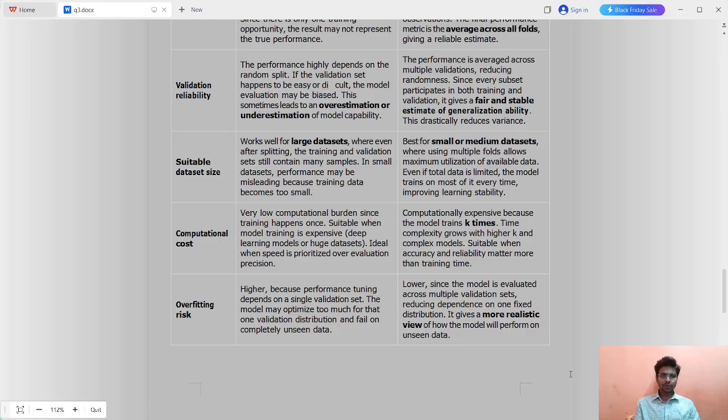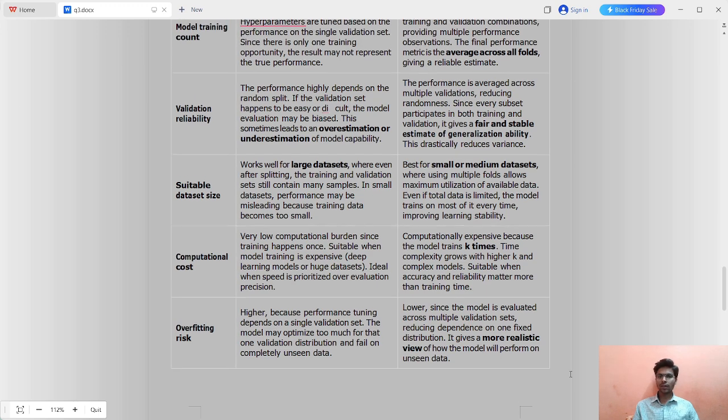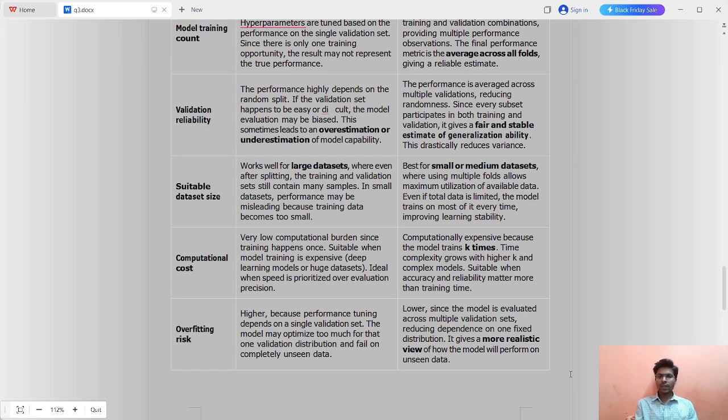Suitable data size. The first works well for large datasets, where even after splitting, the training and validation datasets still contain many samples. In small datasets, performance may be misleading because the training data becomes too small. The other is best for small and medium datasets, where using multiple folds allows maximum utilization of the available data even if the total data is limited. The model trains on most of the data every time, improving learning stability.